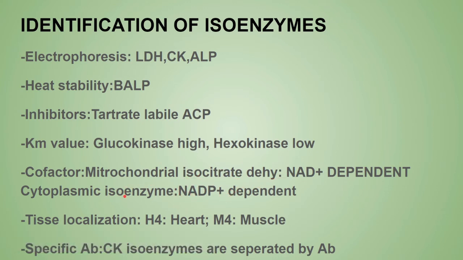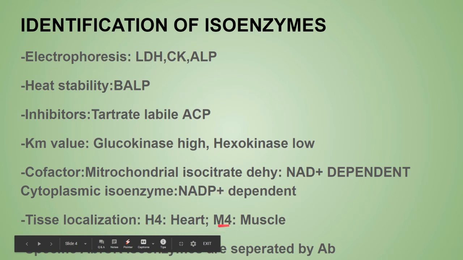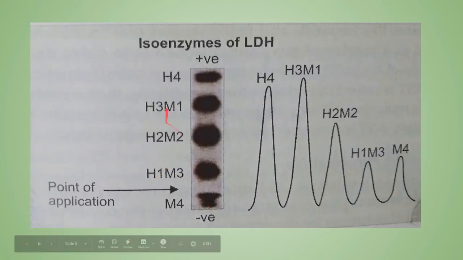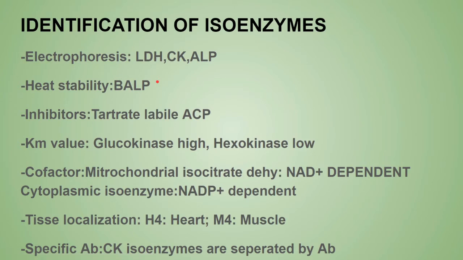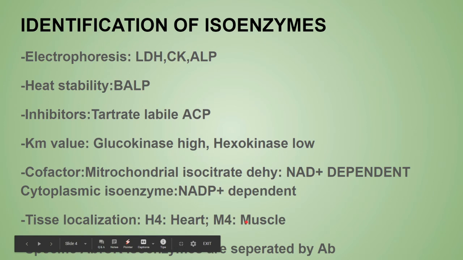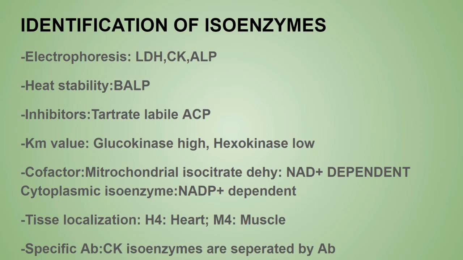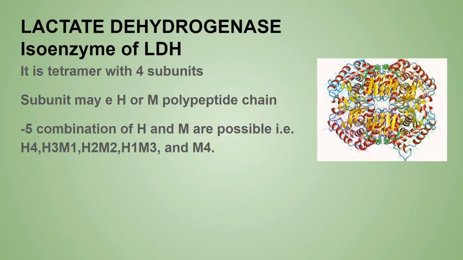Now next is tissue localization. Tissue localization may be different for different isoenzymes. For example, as I told you before, H4 and M4 are isoenzymes of LDH. The H4 form of LDH is present in the heart and M4 in the muscle. And the last is that specific antibodies may identify different types of isoenzyme. For example, CK, creatine kinase, isoenzymes are separated by the use of antibodies. Now we'll discuss lactate dehydrogenase in particular detail. First of all, the isoenzymes of LDH.